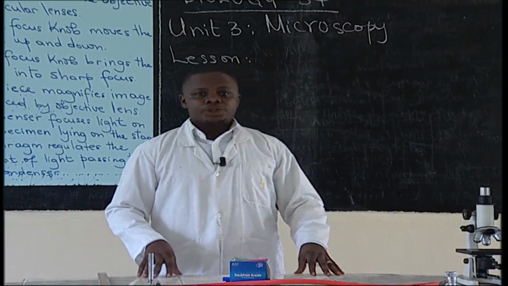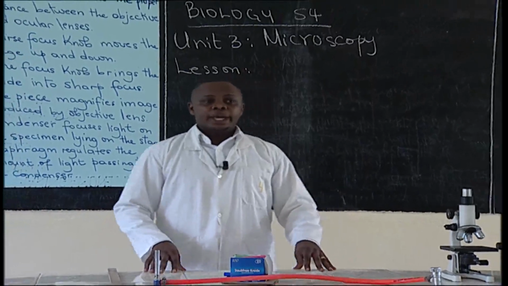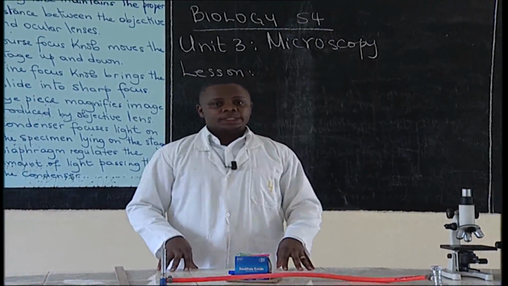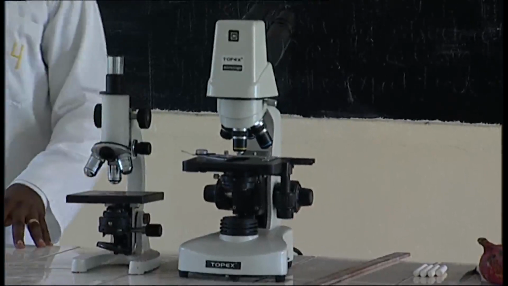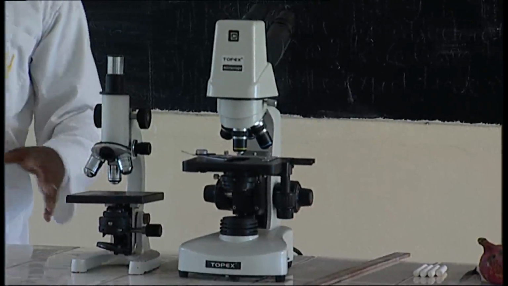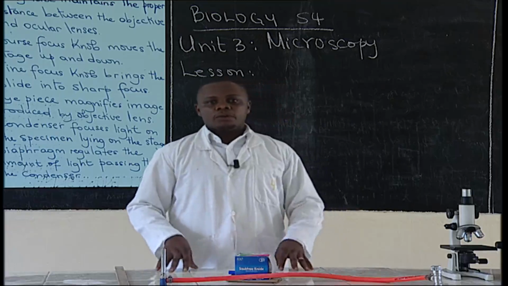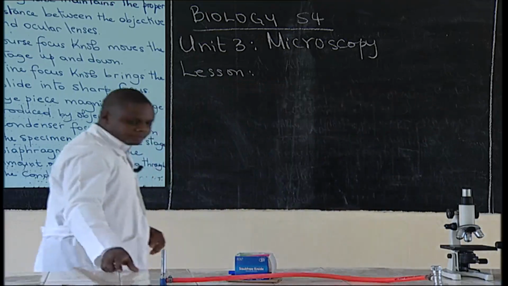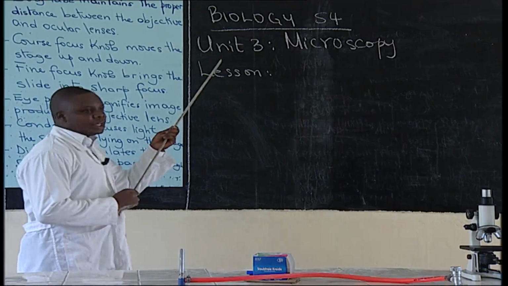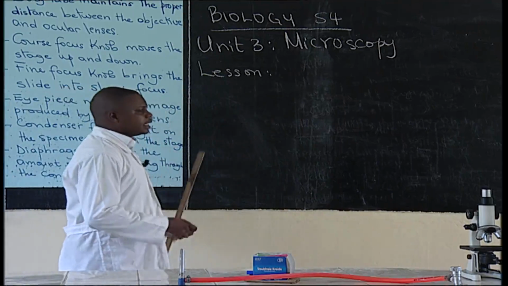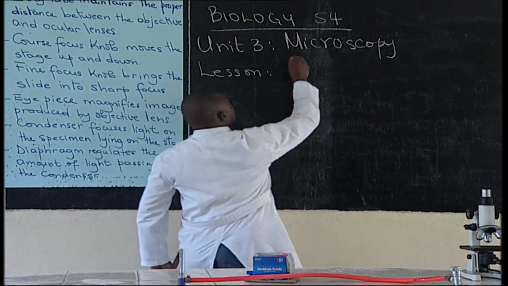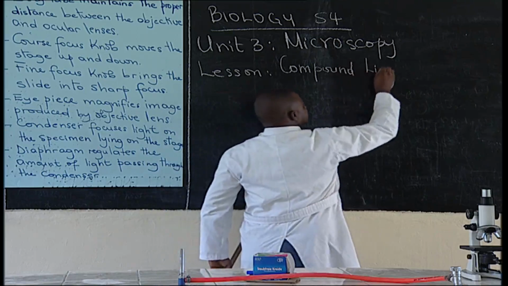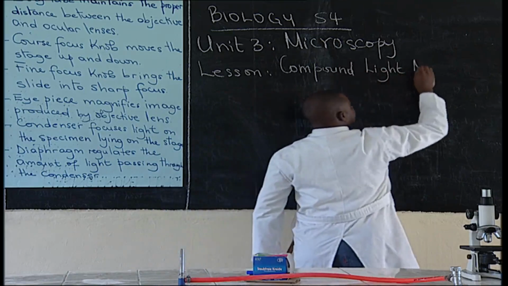And a microscope is able to make those tiny organisms we can't see with our eyes big, so that we are able to see their structures, we are able to see internal parts of their body. Our lesson today will be from Unit 3, which is microscope, and the lesson will be about compound light microscope.